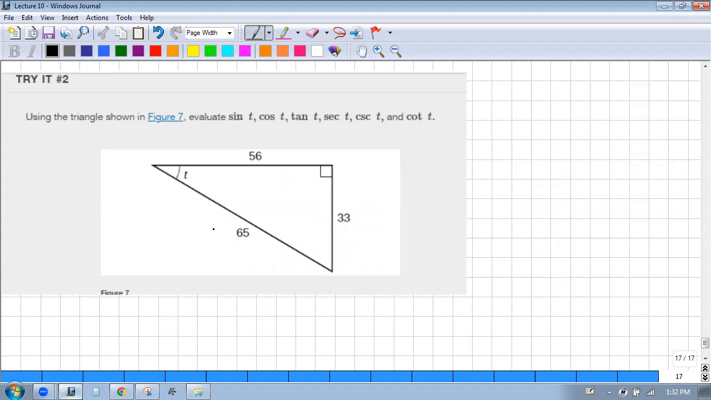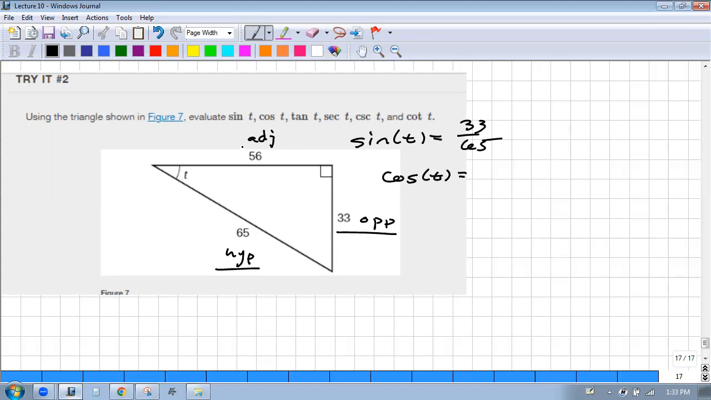Okay, here's an angle T. Let's label stuff first so we don't screw it up. This is the hypotenuse, here's the opposite side, and here's the adjacent side. So sine is opposite over hypotenuse, so it's 33 over 65. Cosine is adjacent over hypotenuse, so it's 56 over 65. Tangent is opposite over adjacent, so it's 33 over 56.